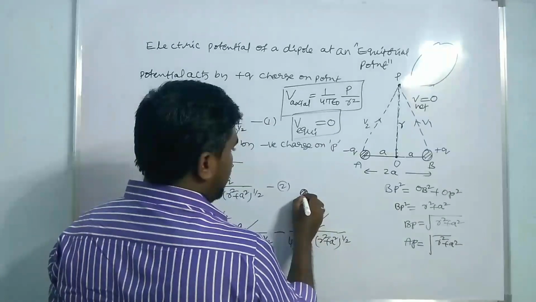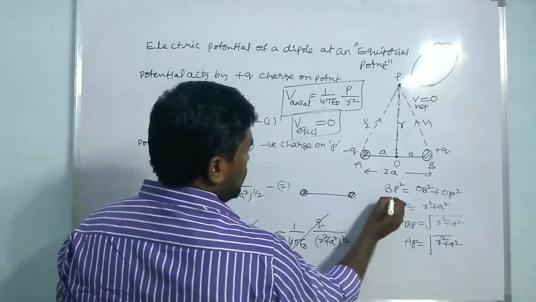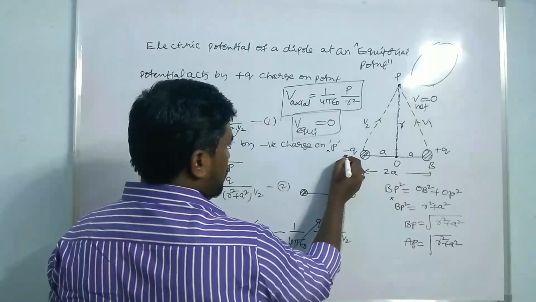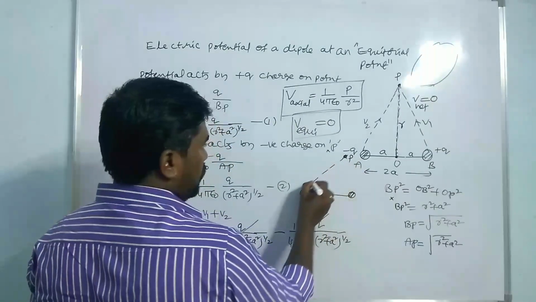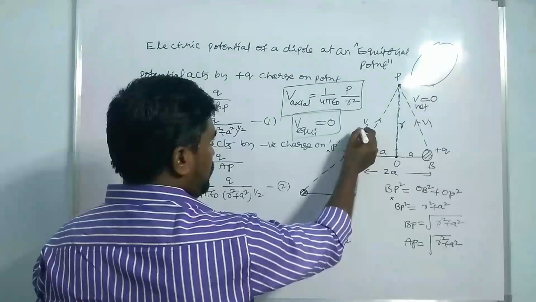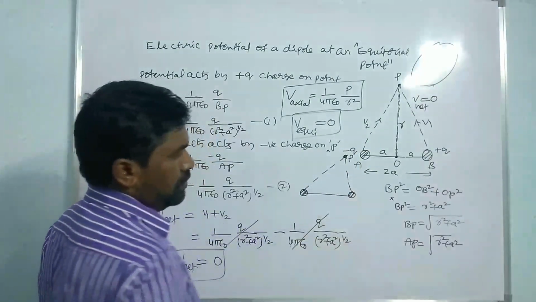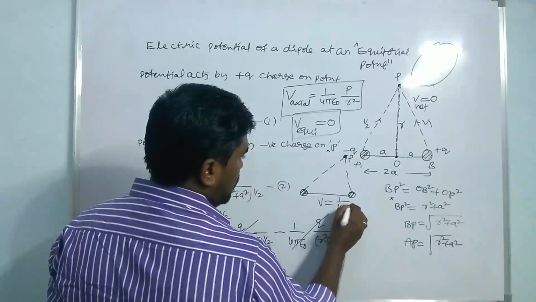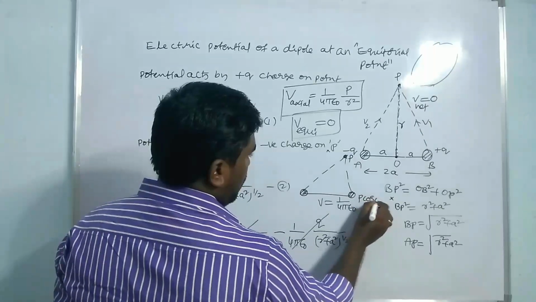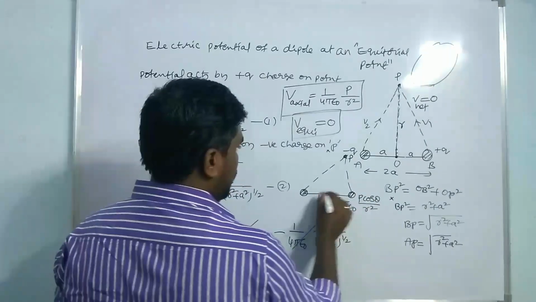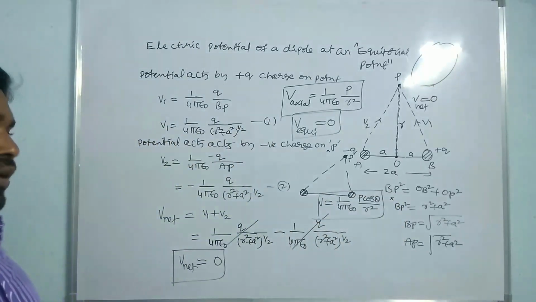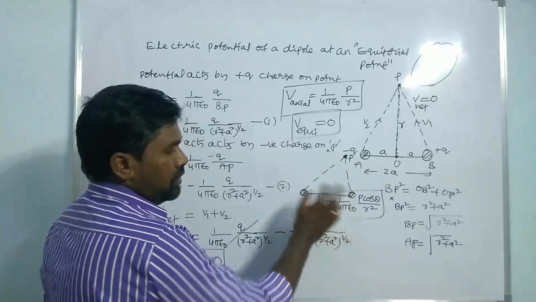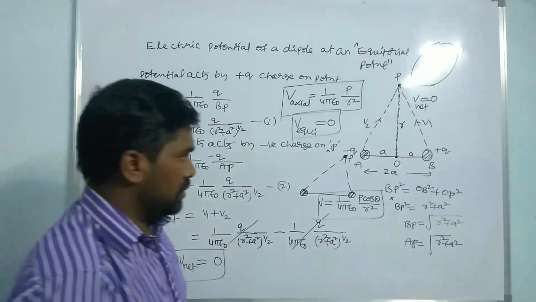For example, this is a dipole. The point is not here and not here, but assume that this is a point. At this point the potential V is equal to 1 by 4 pi epsilon naught P cos theta by R square. So this is the potential at any point. This was already derived by me and will be given in our iCards. You have to see it once and follow it.